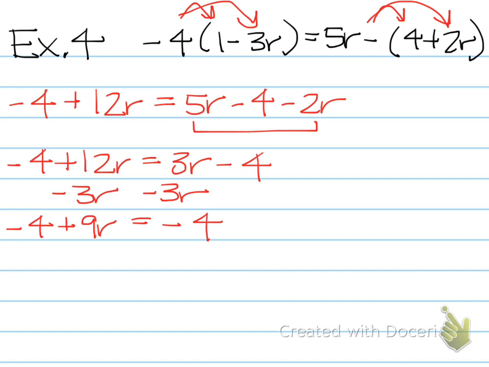Now I want to isolate the variable by adding or subtracting. Right now we have 4 subtracted from the term that has our variable in it. So I want to add 4 to both sides. When I add 4 to both sides, I'll be left with 9r on the left side, and then on the right side, negative 4 plus 4 is 0. Last step is to divide both sides by the number in front of our variable. So when we divide both sides by 9, 0 over 9 is just 0.